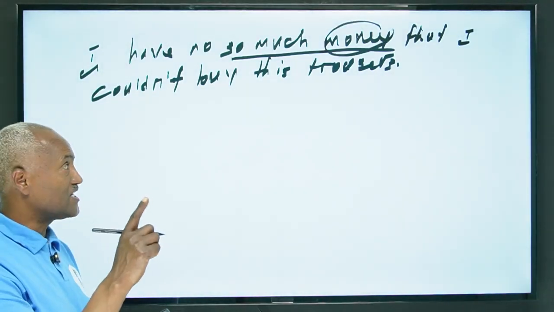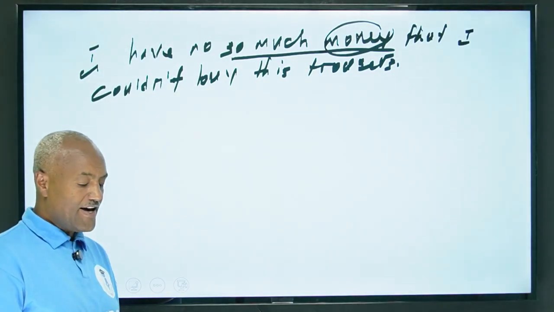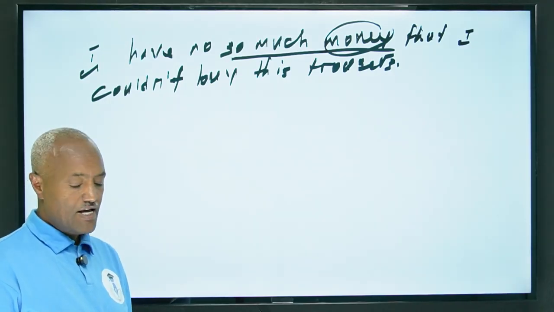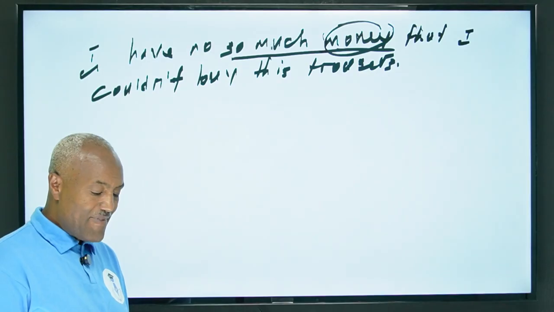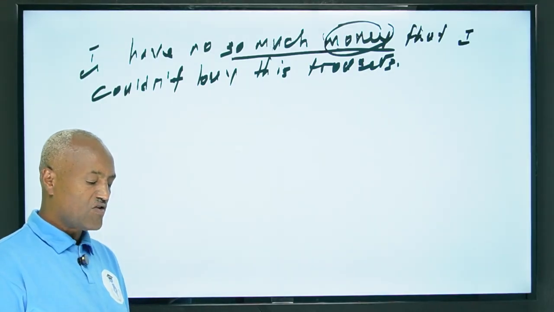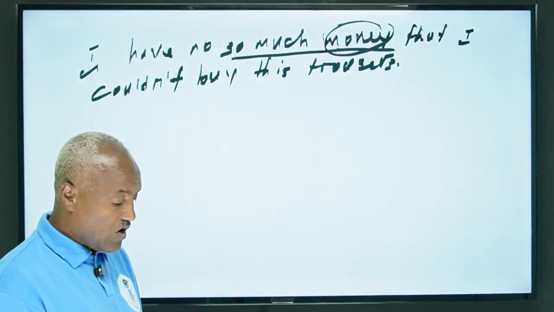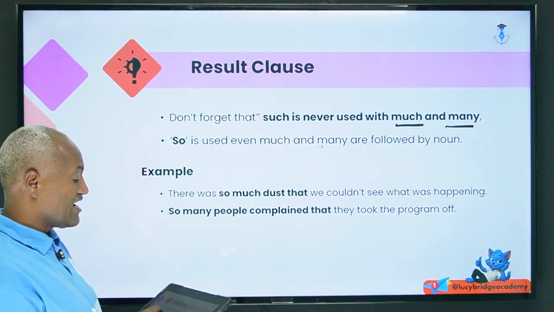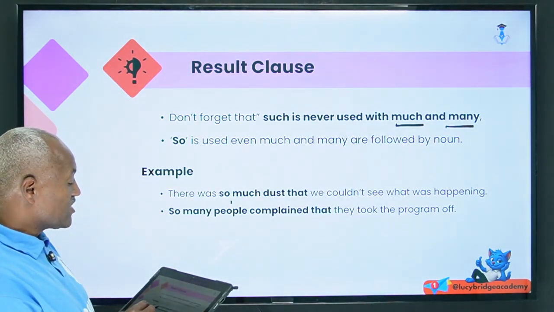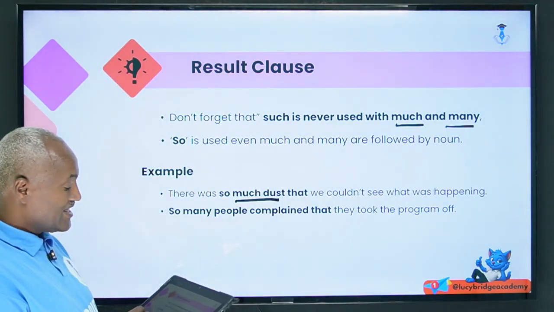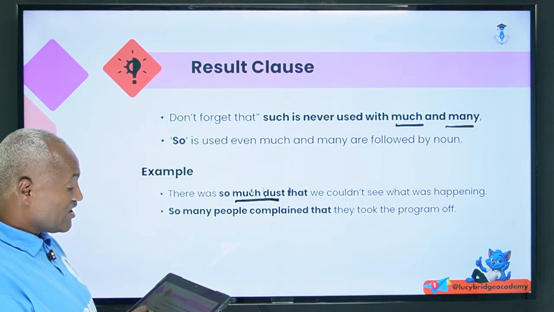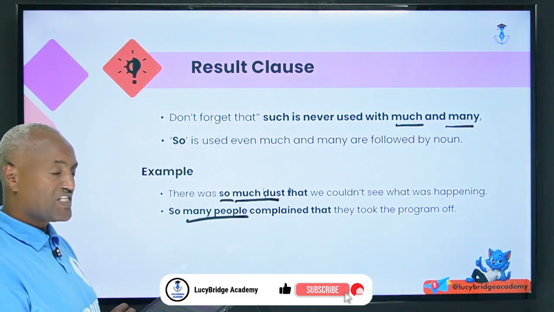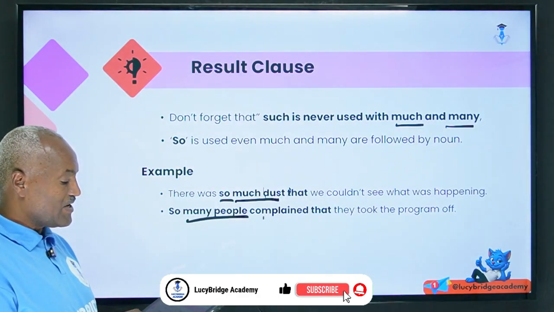But according to the previous pattern, when an adjective or else a noun comes after an adjective, we use such. But this one is, if it is much and money, then we use so, not such. So is used even when much and many are followed by a noun. For instance, there was so much dust. Have you seen? Dust is a noun, but because this one is much, that's why we use so. We don't use such with much and many. So many people we say, yes. So many, not such many people complained.